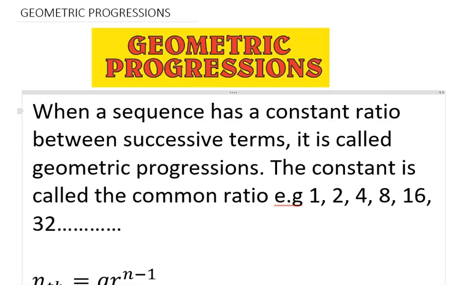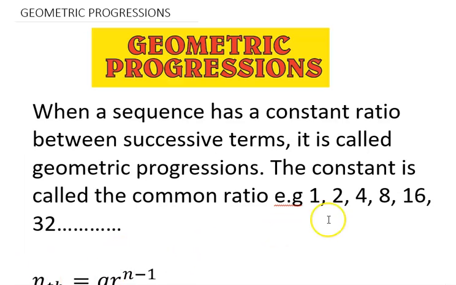Today we'll be discussing geometric progression. So if I say GP, I'm referring to geometric progression. When a sequence has a constant ratio between successive terms, it is called geometric progression. A constant is called the common ratio.